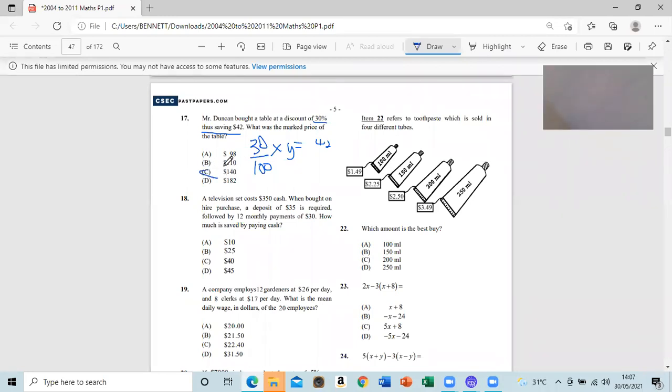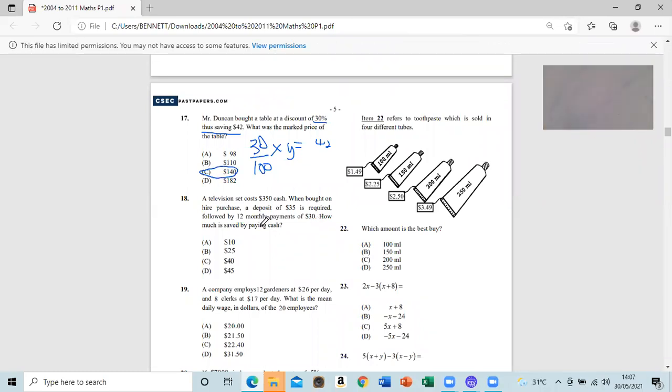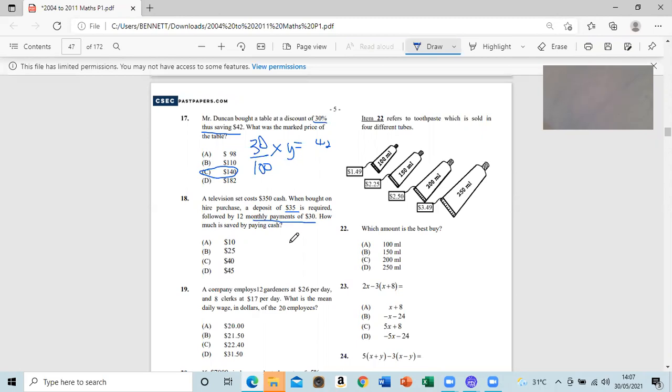Great help. Thanks, guys. All right, a television set costs $350. When bought on hire purchase, a deposit of $35 is required, followed by 12 monthly payments of $30. How much money is saved by paying cash?